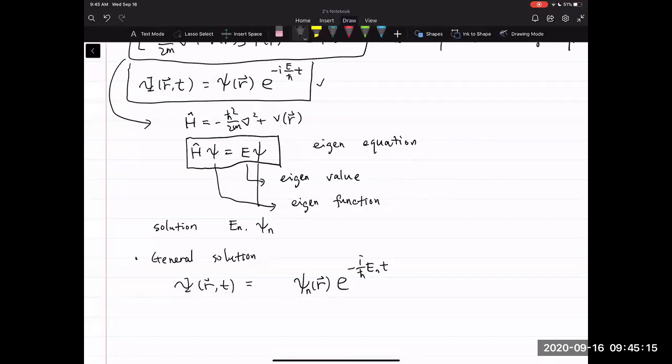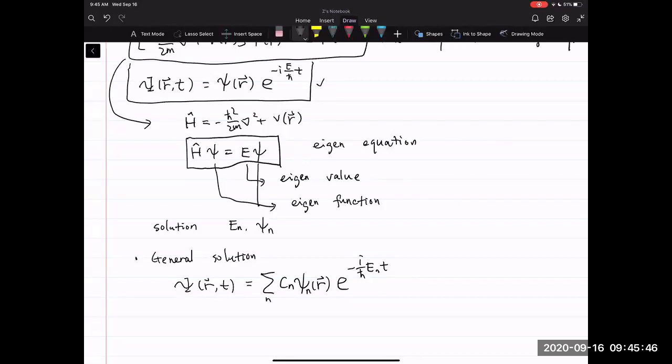If you know all of the E_n and psi_n, which can be obtained by solving the above eigenequation, then the mathematicians told us the most general form of the solution is just the linear summation. Here C_n are constants. So it's a linear summation of all the possible solutions, a sum over this index n.